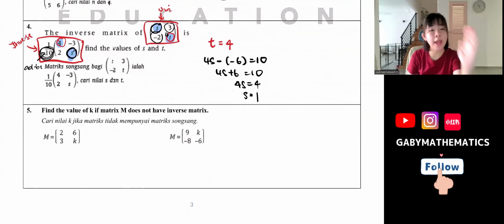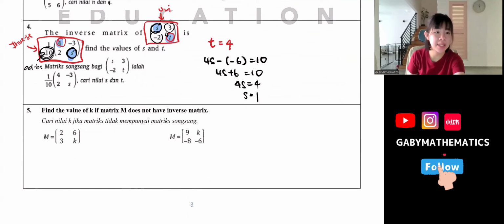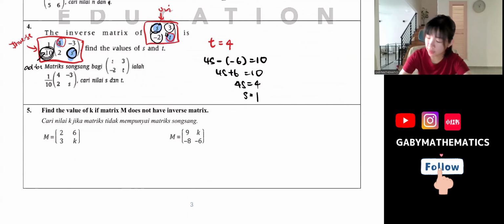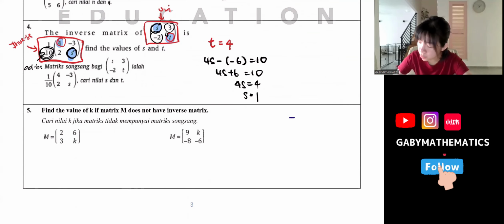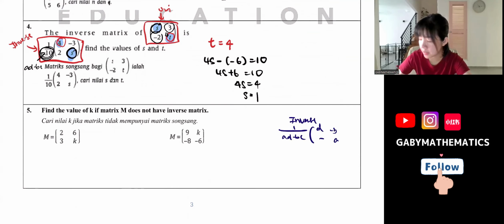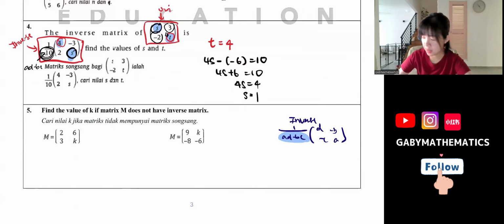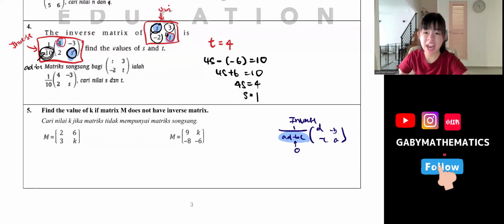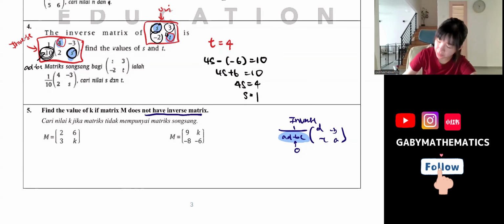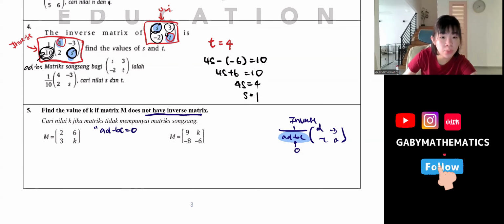Okay, last, number 5. When they say matrix M does not have an inverse matrix, what does that mean? In what situation is there no inverse matrix? There's only one situation. For the inverse, we always use the formula 1 over AD minus BC, DA, negative B, negative C, correct? The only situation with no inverse is if AD minus BC coincidentally equals 0. If AD minus BC is 0, 1 over 0 gives an error. So whenever they say no inverse matrix, remember they're telling you that AD minus BC equals 0.